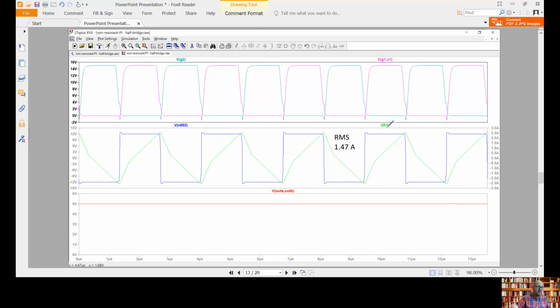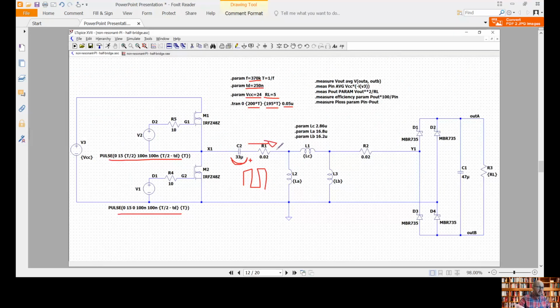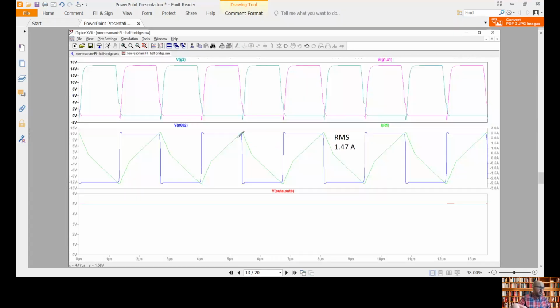And in green, we can see the current at the input, IR1, the current that is circulating here at the input. We can see that it is a triangular waveform with two different slopes, as we have seen in the analysis. We can see also that we are providing zero voltage switching, because we have here a negative current, enough negative current before applying a positive current here, and this is going to provide zero voltage switching.